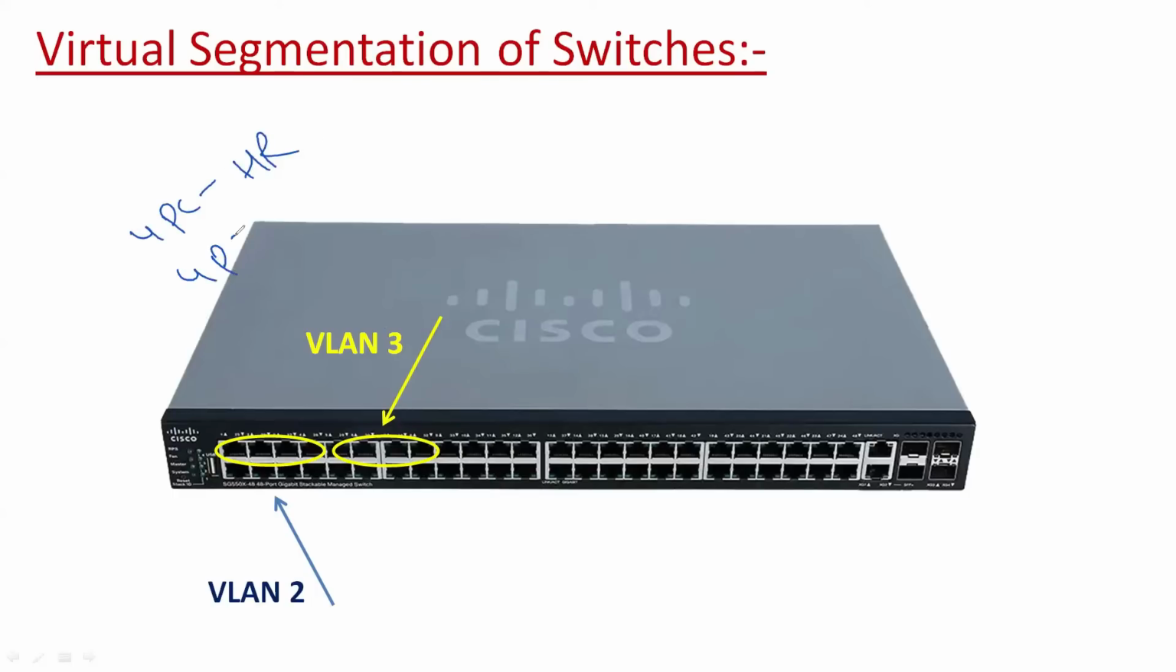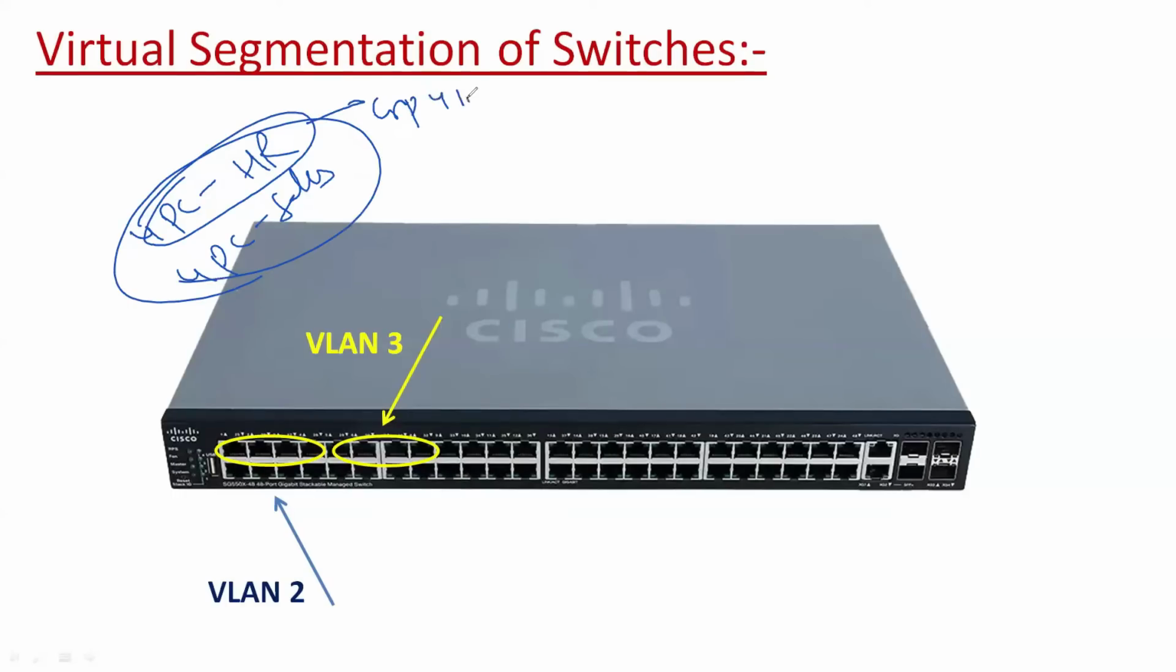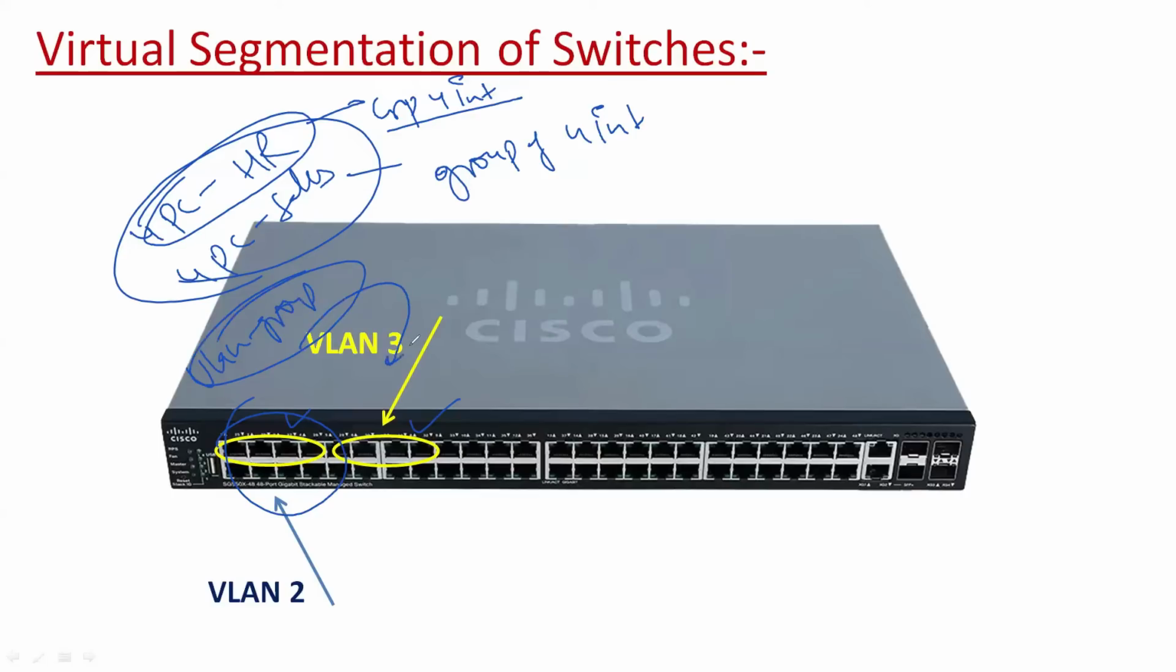Okay. 4 PCs in the sales department. So what I will do, I will create a group of 4 interfaces and allot it to HR, and a group of 4 interfaces will be allotted to what? Sales. So what is the benefit of this grouping? That the group member, or VLAN member, VLAN is called a group, the VLAN member cannot interact with other departments or other VLANs.